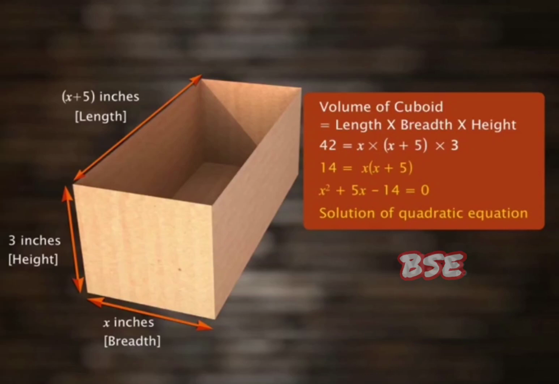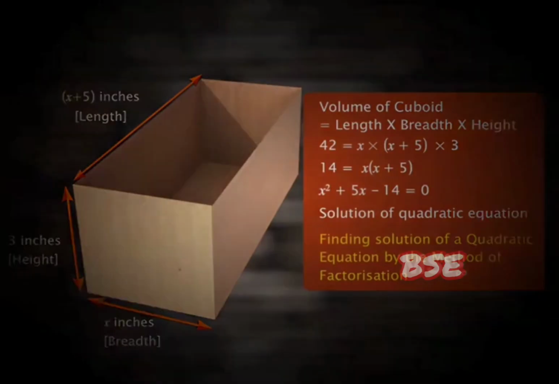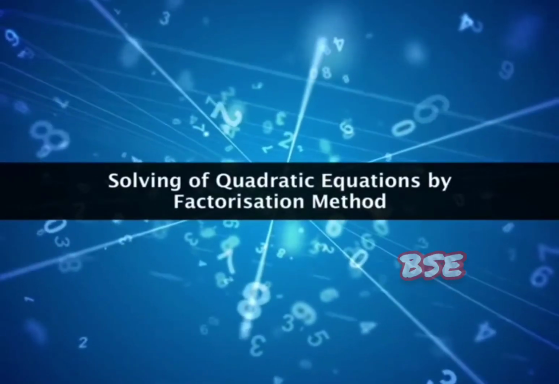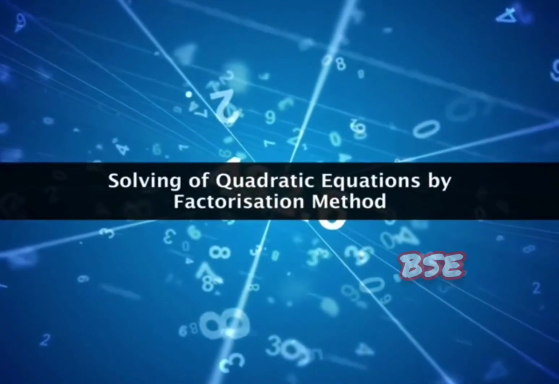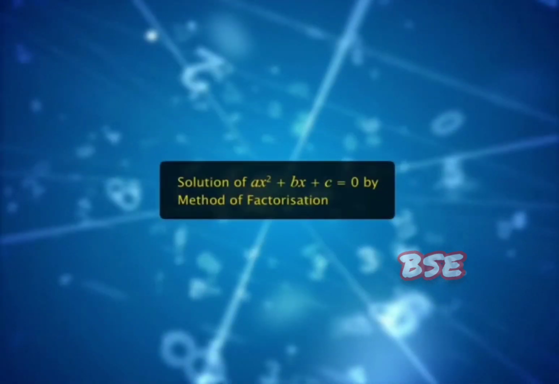The value of x obtained by solving this equation is the solution of this quadratic equation, or the breadth of the box. We shall use the method of factorization to find the solution of a given quadratic equation. Let's use the method of factorization by splitting the middle term to solve a quadratic equation.